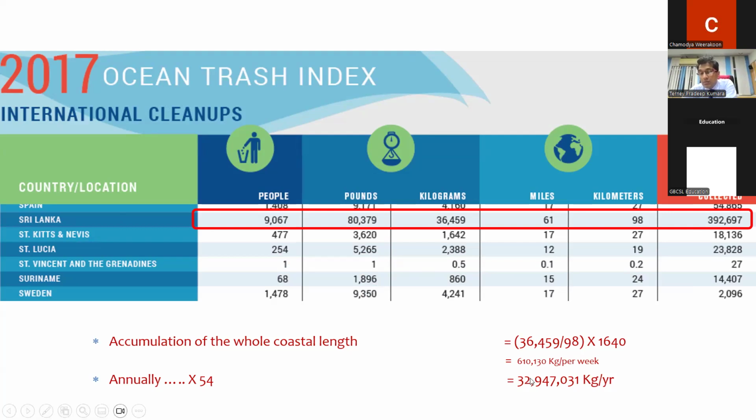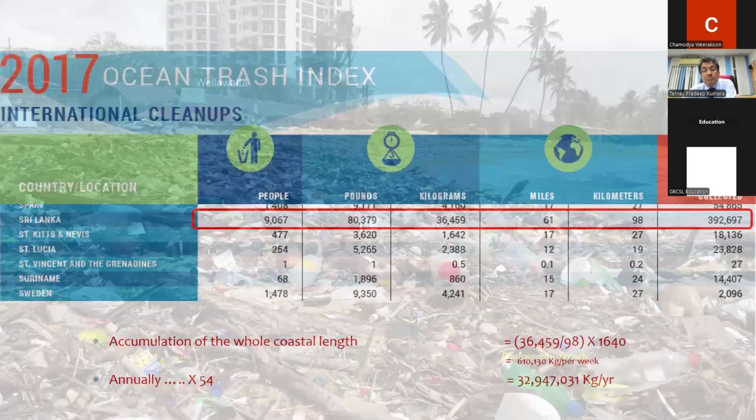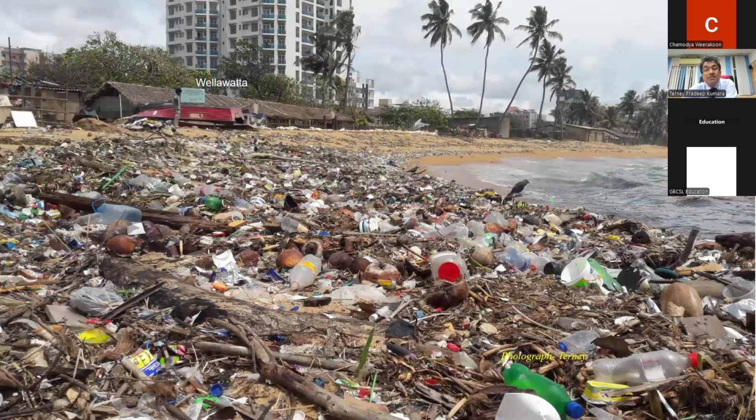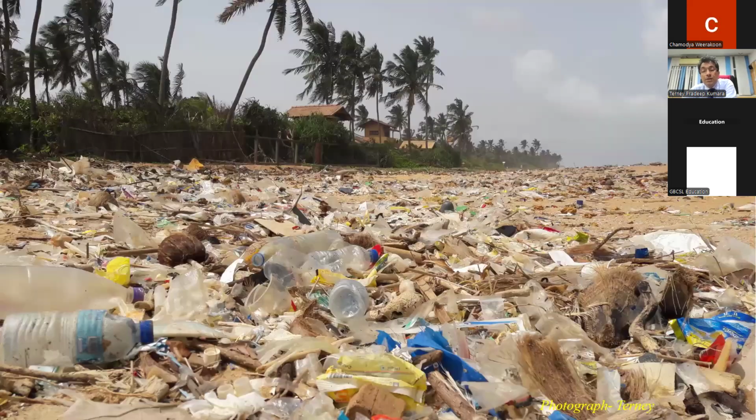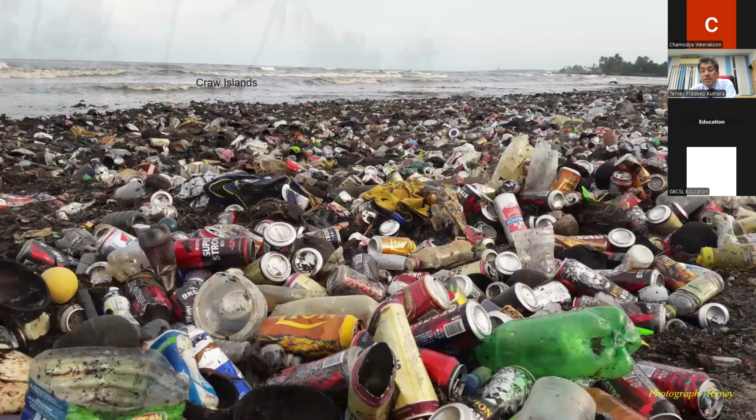It's 32,000, or approximately 33,000 tons per year, right? These are some examples from Vellavatta, from Nigambu, Saraku Kanda Nigambu. And this is Crow Islands, right? And so what then?